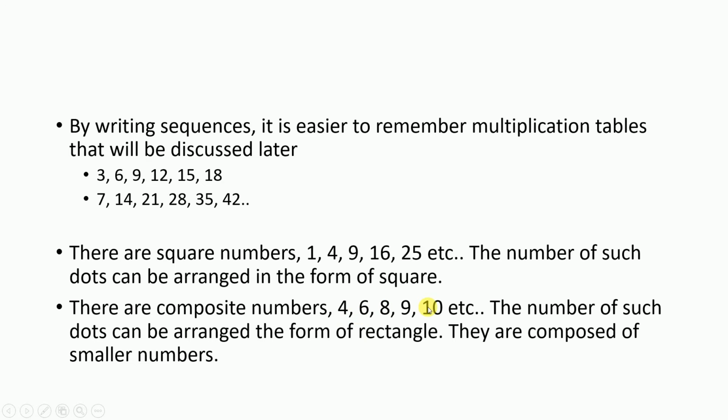There are composite numbers. These are the examples. They are composed of smaller numbers. You take the composite number 10. 10 equals 2 into 5 or 5 into 2. So 10 is composed of 2 and 5. The number of such dots can be arranged in the form of a rectangle. For example, 10, 2 into 5. You can arrange 10 as 2 rows and 5 columns. Otherwise, 5 rows and 2 columns.